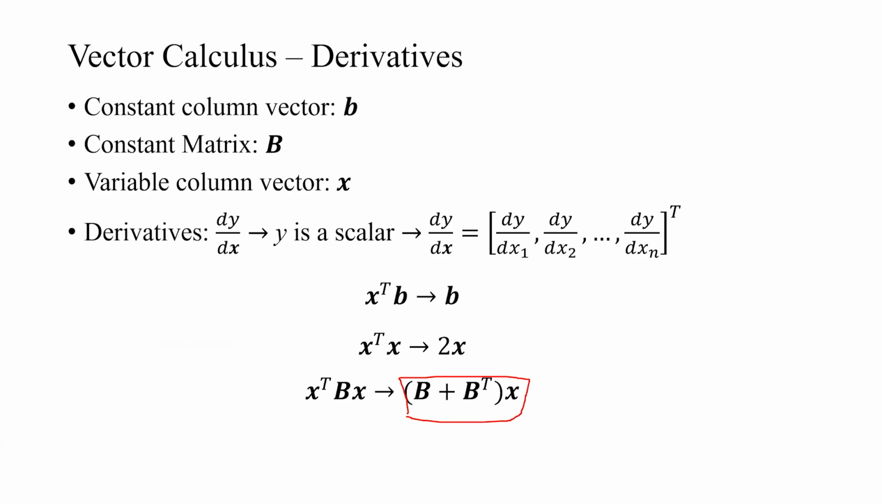So all these results, x transpose b, x transpose x, x transpose Bx, will become the scalar. When we take the derivative of the vector according to a scalar, it will become like this. They take the derivative of each entry of x and then reflect it into each entry in the final result as a vector.